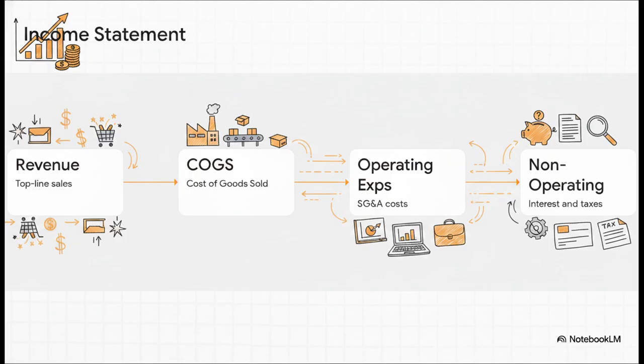Once we nail that down, we move to Step 2, forecasting the cost of goods sold, or COGS. Step 3 brings in our operating expenses, things like sales, general, and administrative costs. And then finally, Step 4 tacks on the non-operating items, like interest and taxes.